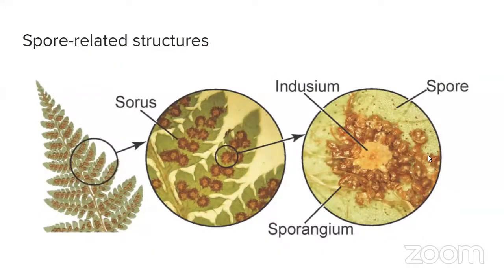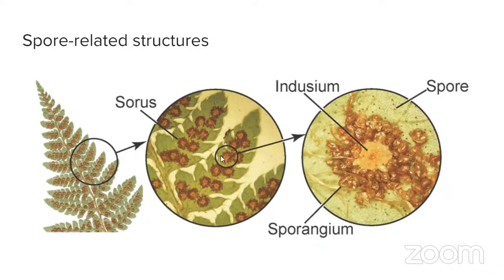So zooming in a little more on some of those spore-related structures. So we're zooming in on the underside of a fern frond. If you've ever looked at a fern and it looks kind of crusty and red and you think it's infected, you are actually looking at its spore-producing structures. So on the underside, you're going to see these little dots. Those are our sori, which is the plural of sorus.